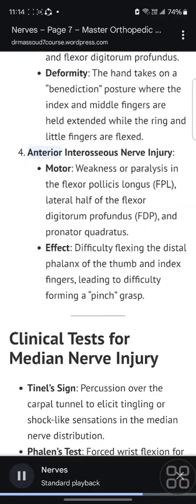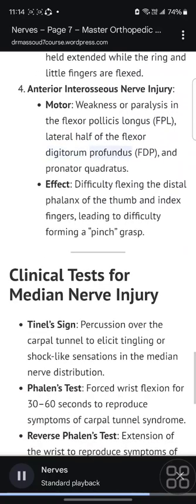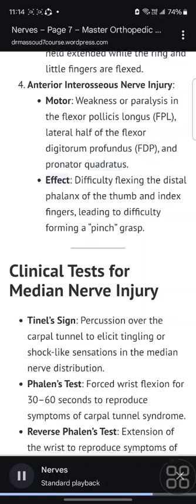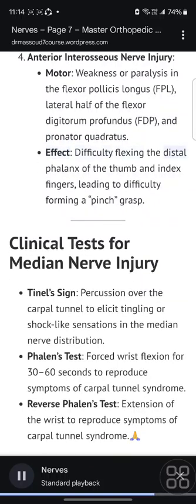And 4. Anterior interosseous nerve injury. Motor: weakness or paralysis in the flexor pollicis longus, FPL, lateral half of the flexor digitorum profundus, FDP, and pronator quadratus. Effect: difficulty flexing the distal phalanx of the thumb and index fingers, leading to difficulty forming a pinch grasp.